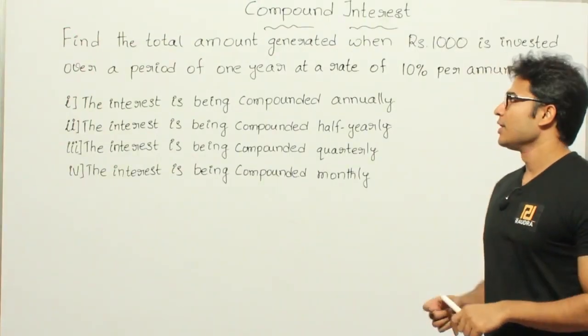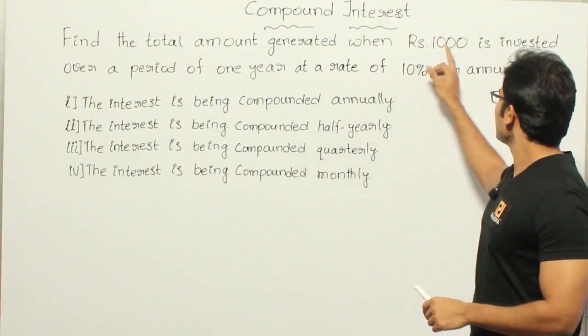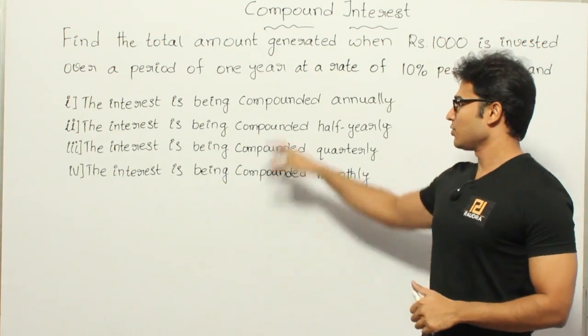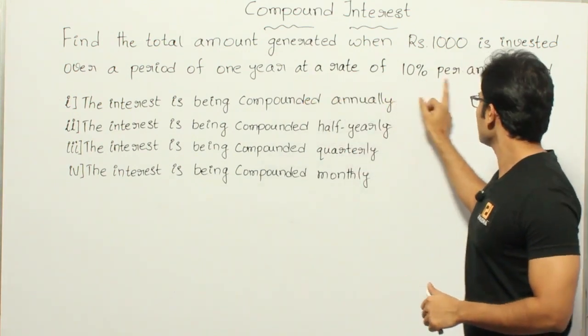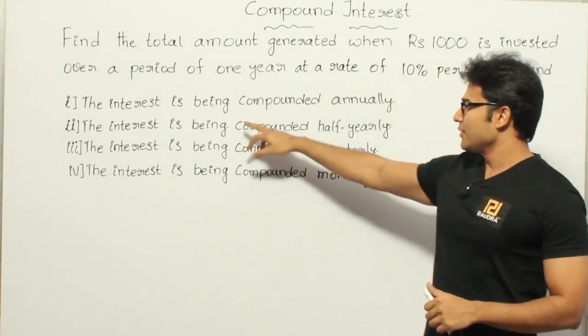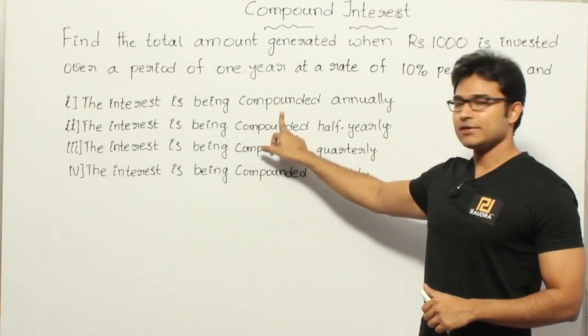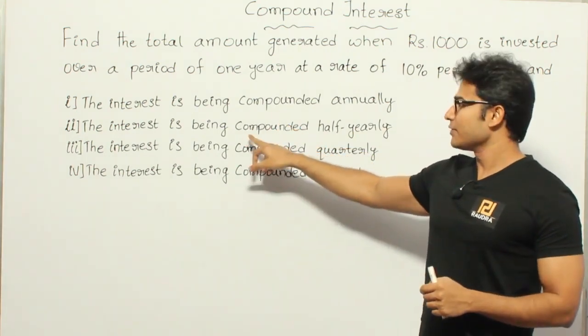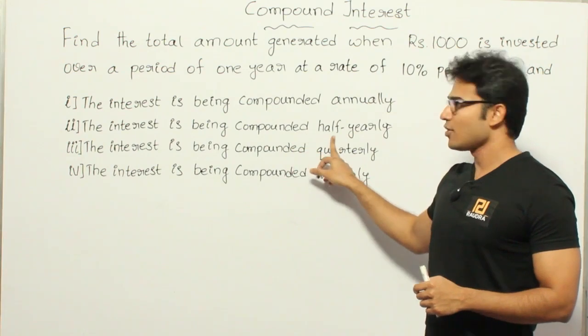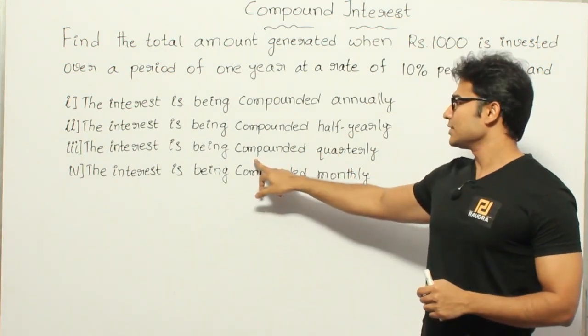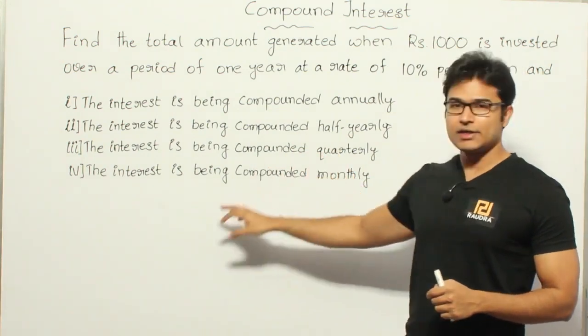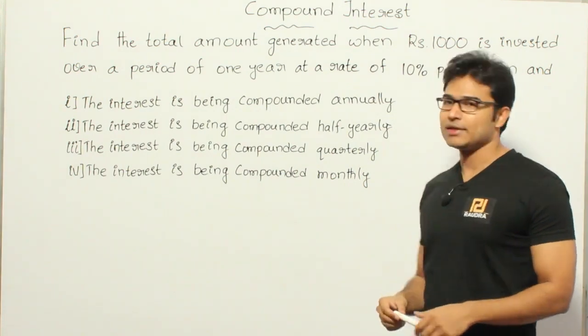Let's see this example. Find the total amount generated when 1000 rupees is invested over a period of 1 year at a rate of 10% per annum, and the interest is being compounded annually. So that is the first question. And the second question is the interest is being compounded half yearly, and the next question is the interest is being compounded quarterly, and the interest is being compounded monthly.